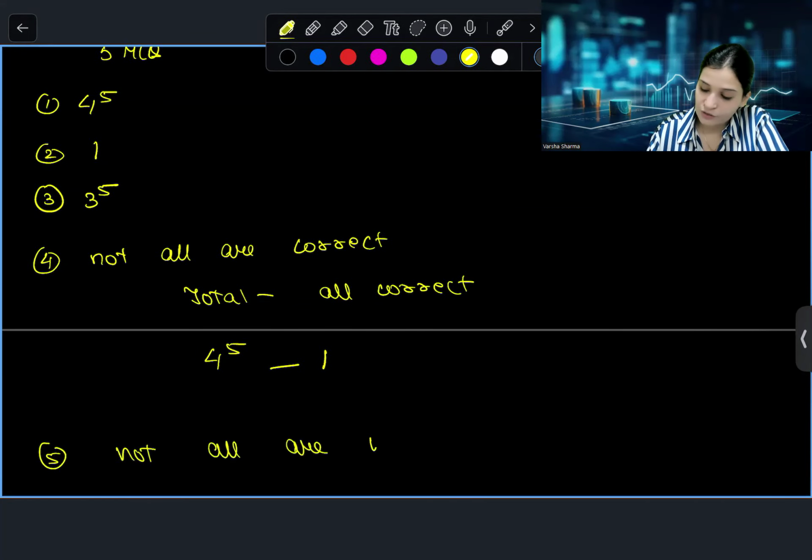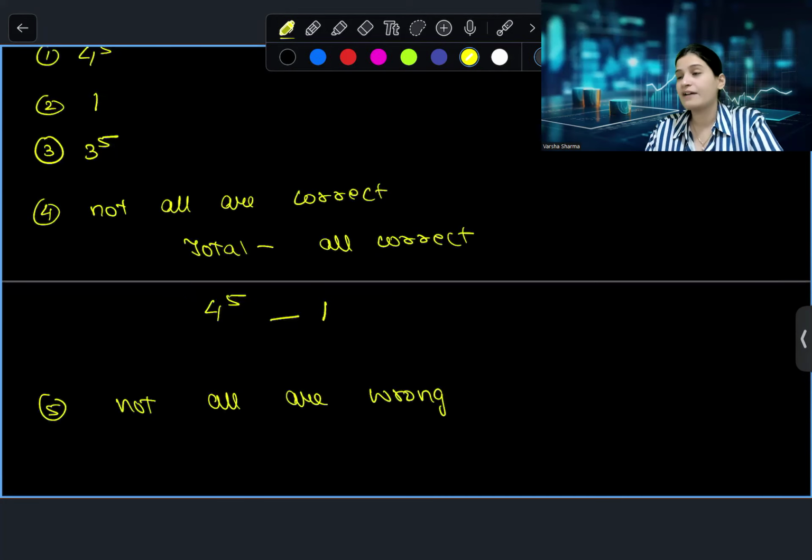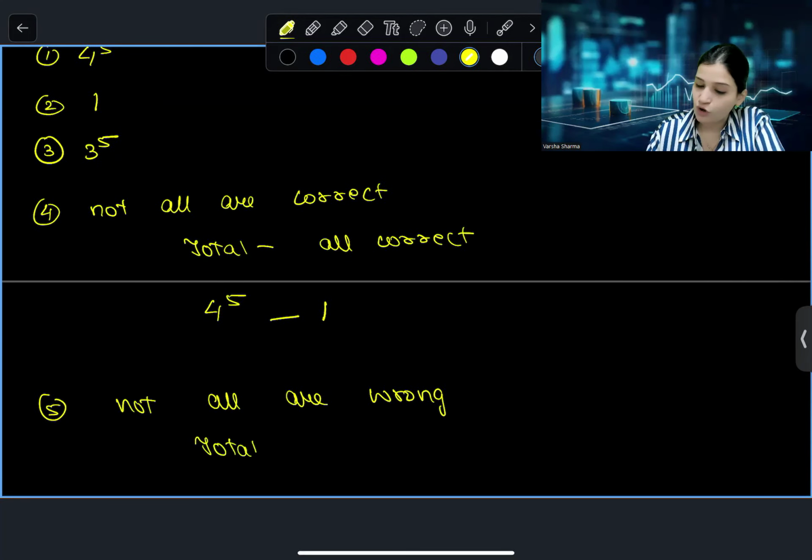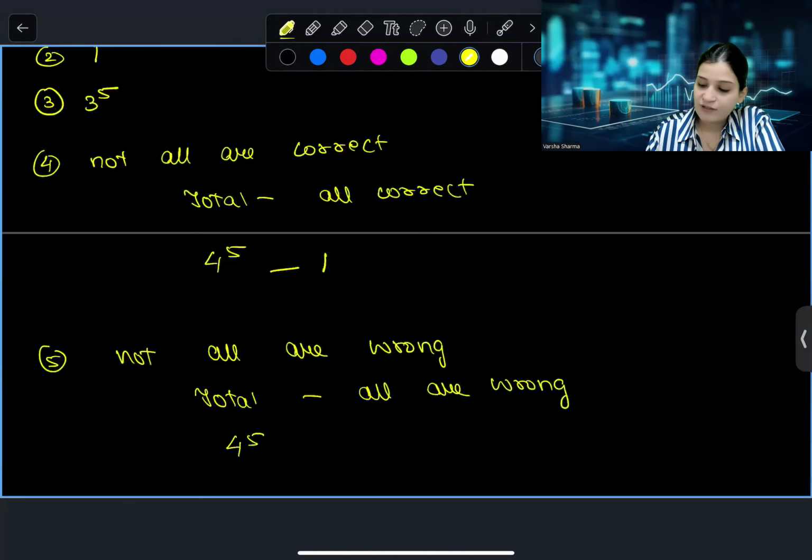Now, not all are wrong. Again, same. I don't want all 5 wrong. I can have 4 wrong, 3 wrong, 2 wrong, 1 wrong, or no wrong, but I cannot have all 5 wrong. So from the total, remove the case when all are wrong. So total 4 power 5, all wrong 3 power 5. Any problem?